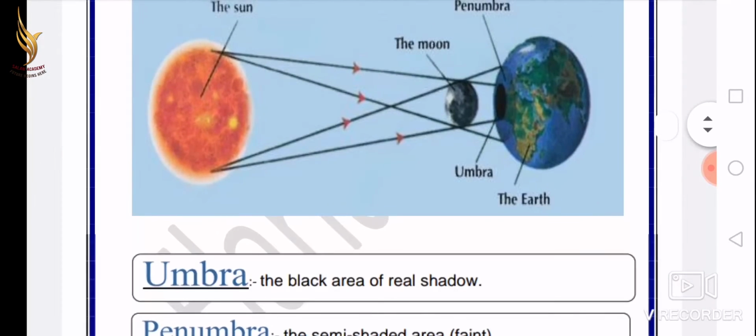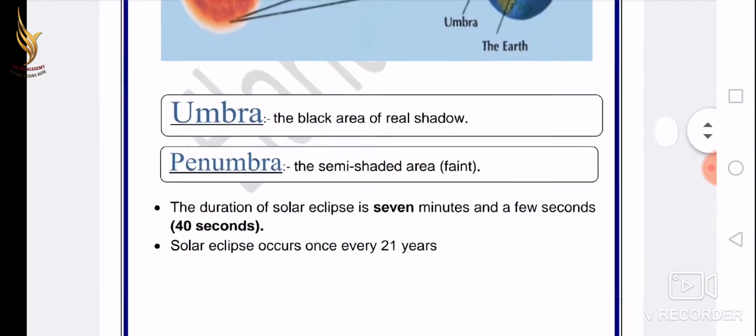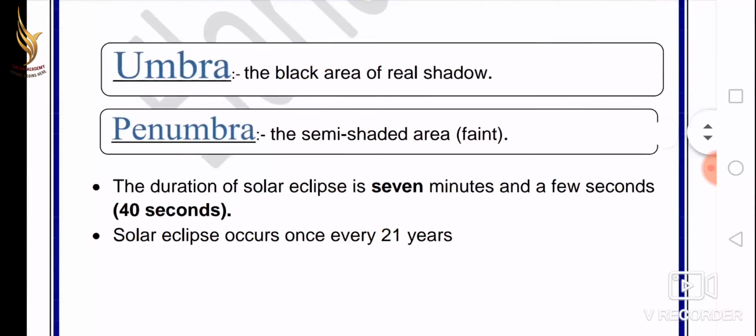There is some information about solar eclipse. The duration of solar eclipse is about 7 minutes and 40 seconds. The time taken by solar eclipse is 7 minutes and 40 seconds. And solar eclipse occurs once every 21 years.